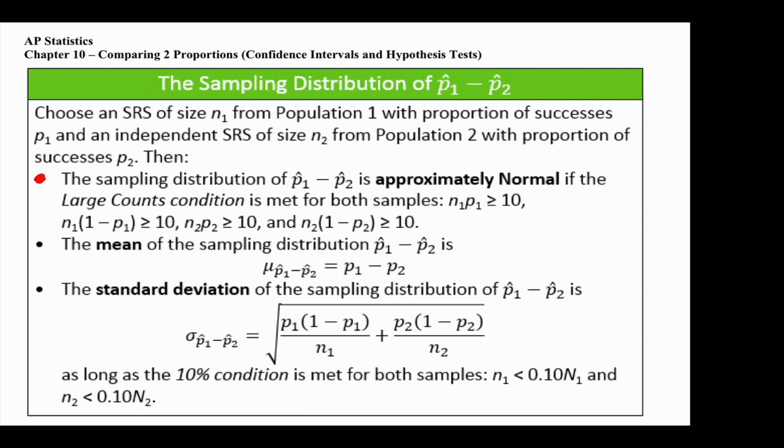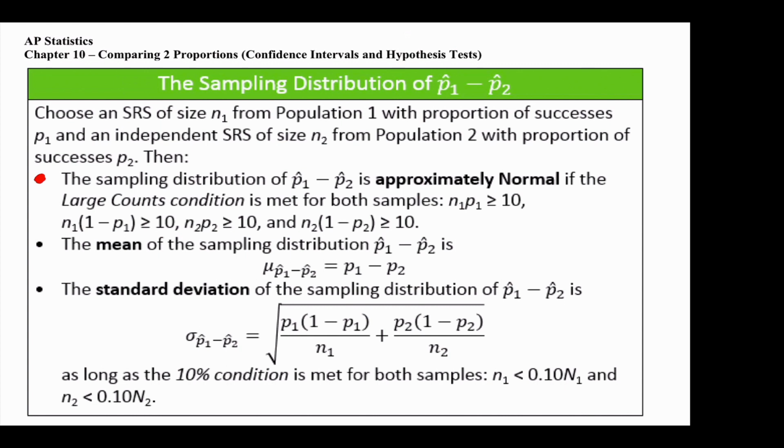First dot is condition number 3. We've done that already, right? We know how to do that, in other words, all right? N times P is greater than or equal to 10, N times 1 minus P is greater than or equal to 10. Okay? The mean, the average of all of those in the circle.